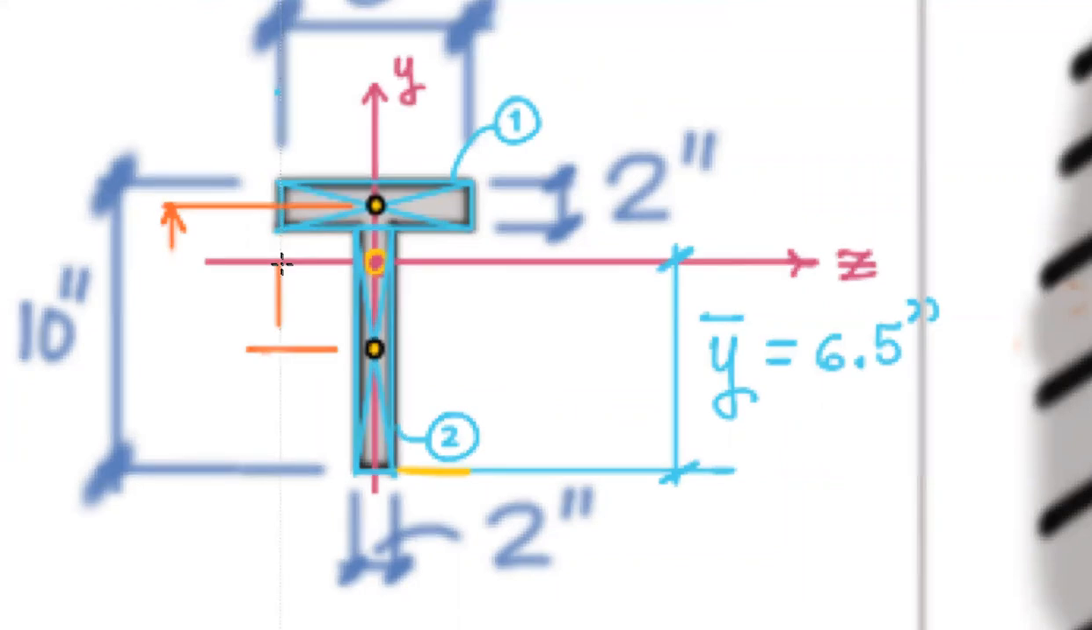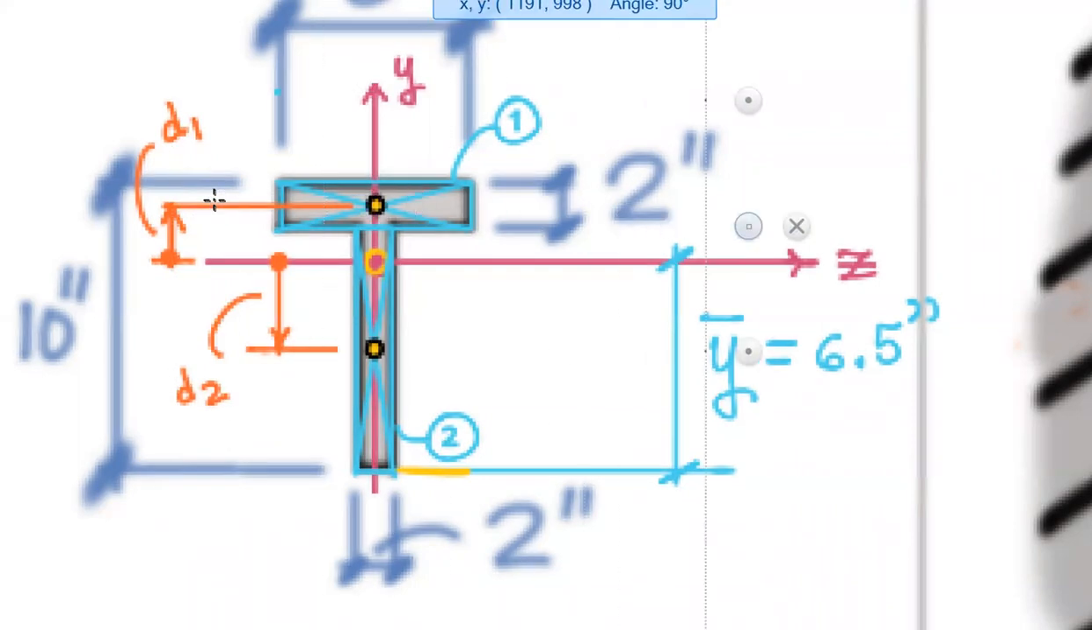the centroidal axis Z. So the whole purpose of doing that y bar calculation was to figure out where Z is. And now we want to measure distances between the components and the Z axis in order to get my moment of inertia. We'll use the parallel axis theorem. We need a little bit more information here on our puzzle. And I'm going to use a light purple for this last piece of information.